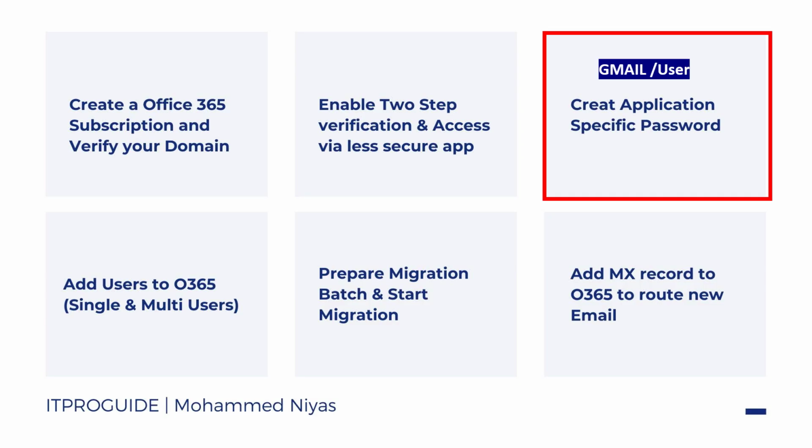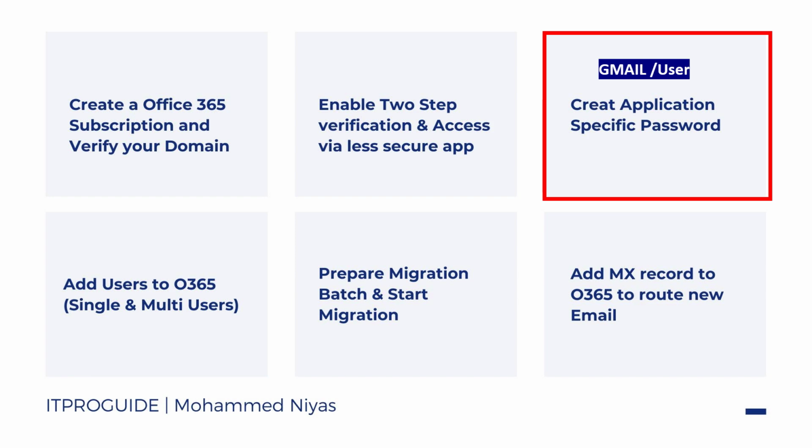Now come to the third section. We're going to create an application specific password for each user in Gsuite. Two-step verification and less secure application access can be enabled from Gsuite for all the users with one click. But when it comes to the application specific password, you have to get it from each specific user.